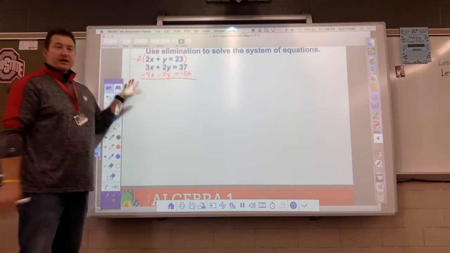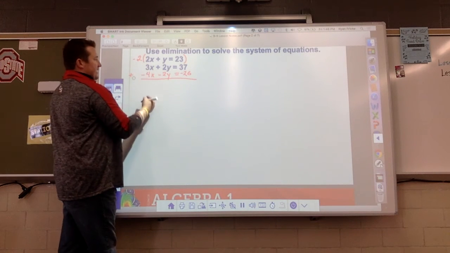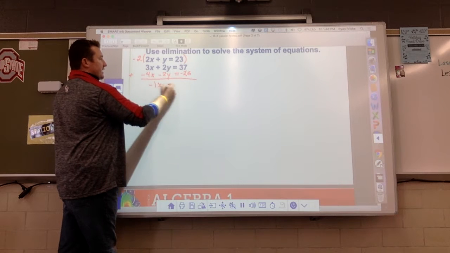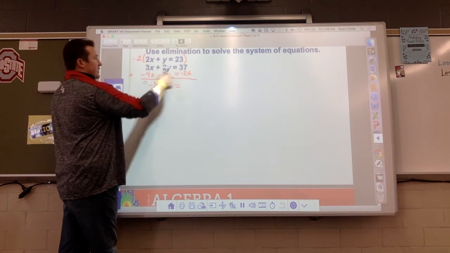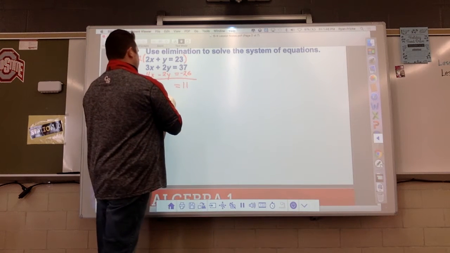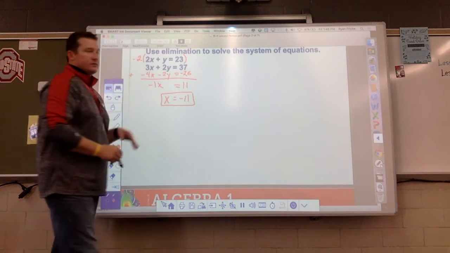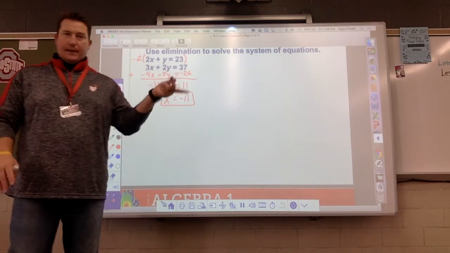Do the same thing. So we have opposites, so we're going to add 3 plus -4, -1x. 37 plus -26. Is that 11? Solve for x. You get -11. Done. Don't have anything more to do, okay?